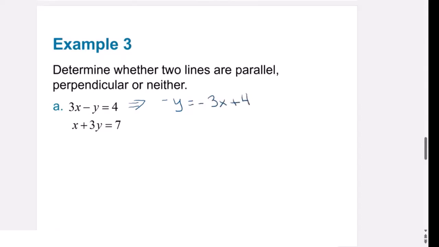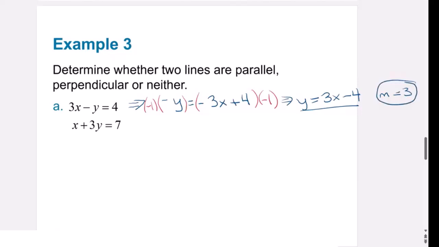That's really all I have to do because now, oh no, I have -y. So I'm going to multiply or divide, it doesn't matter, you get the same result, both sides by -1. And that would give me y is equal to 3x minus 4. Okay, so I have my first equation, and I know my slope is equal to 3.